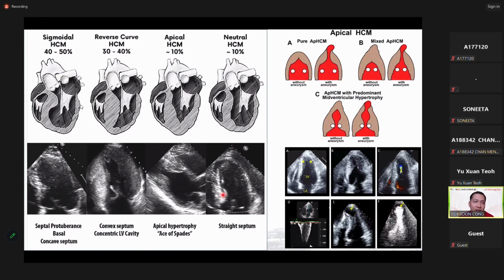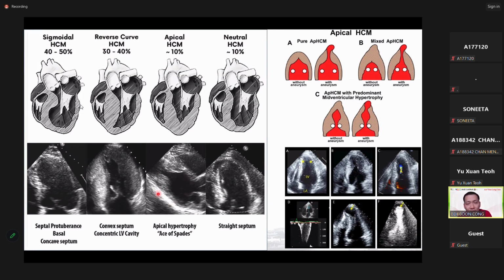So when you have hypertrophic cardiomyopathy, you have different types. The ones that we commonly see are the sigmoid and the reverse curve, then your apical HCM. The whole muscle is thicker than in a normal person. So if you look at the echo, sometimes if you look at different parts of the echo, you're going to get different thickness. Apical, you can only see in the apex. If you look at the other parts of the LV, it is actually normal size. So if you miss this, you're going to miss the apical HCM.